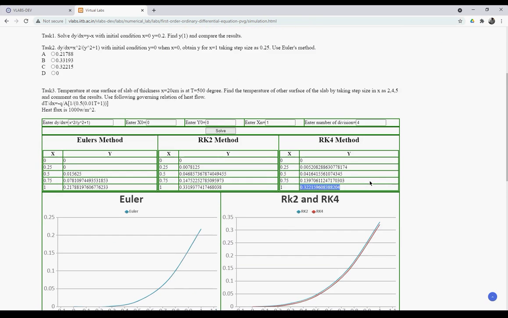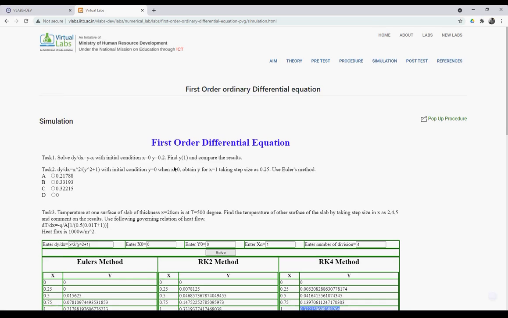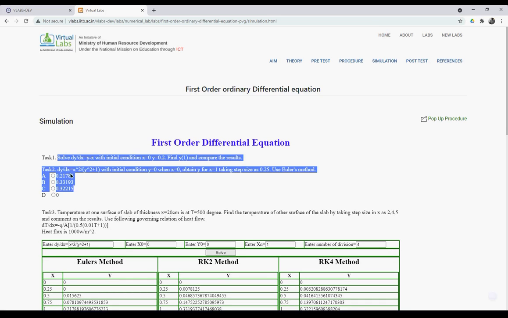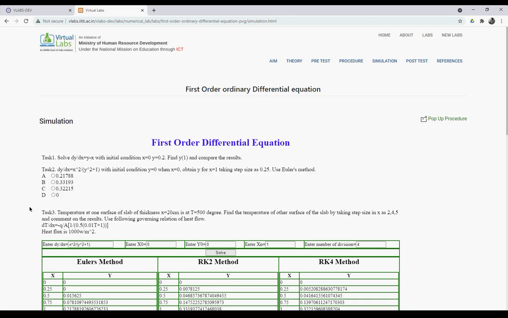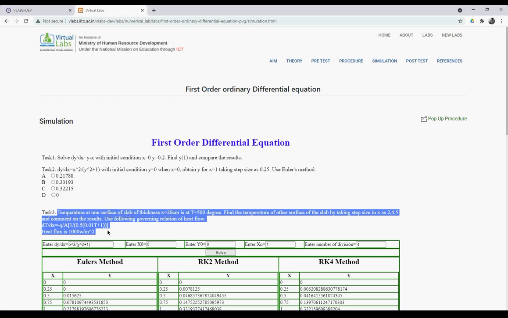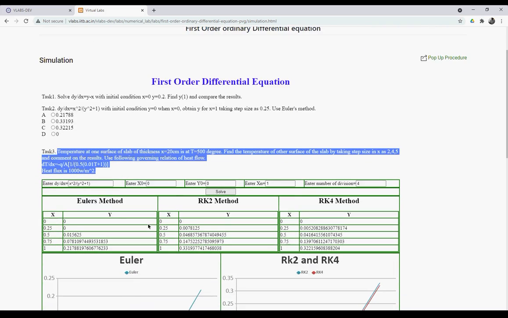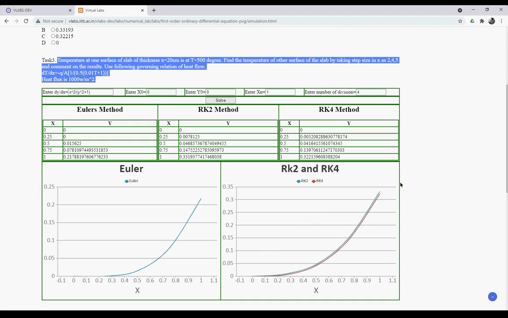Okay, so you can use this simulation tool to solve the problems. There are various problems given: 1, 2, 3. This is an application based problem. You could try to solve it, find out the solution, and try to compare what is happening.